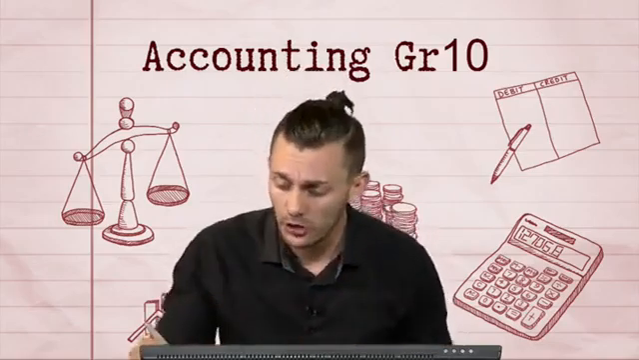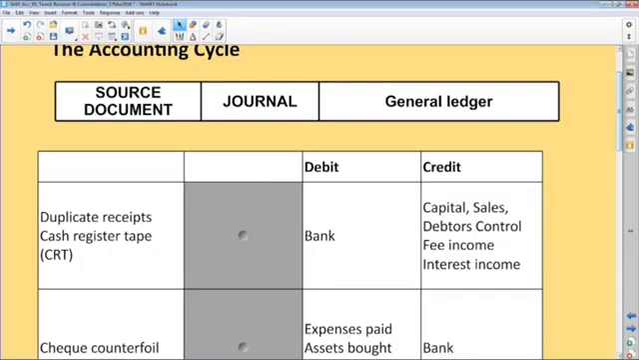Okay guys, let's look at a nice breakdown. So you can copy this in a workbook, and this will definitely help you with your studies. So let's go and look at all the journals, all the source documents, and let's look at the major accounts affected in each and every journal. So let's go and see. I have the 3 columns. I have the source document here, I have the journal, and I have the general ledger.